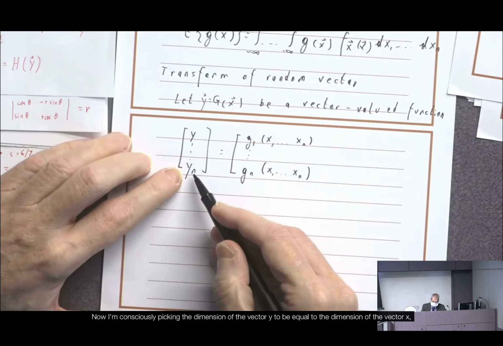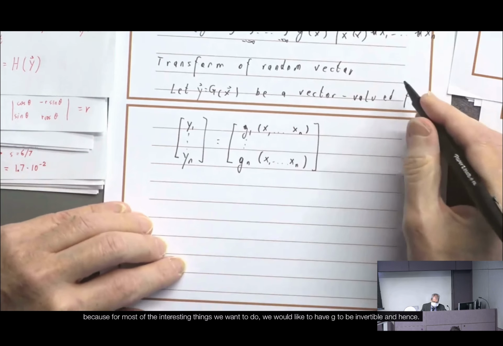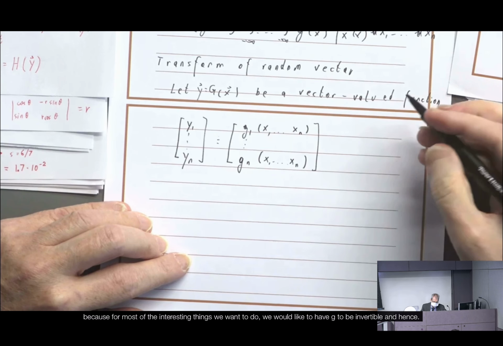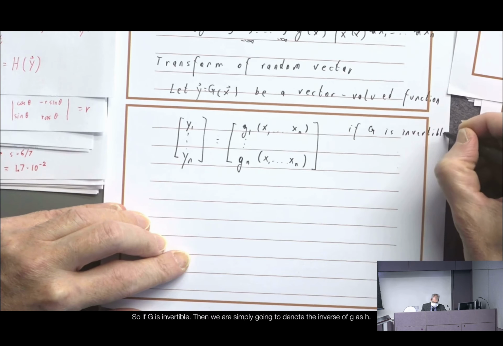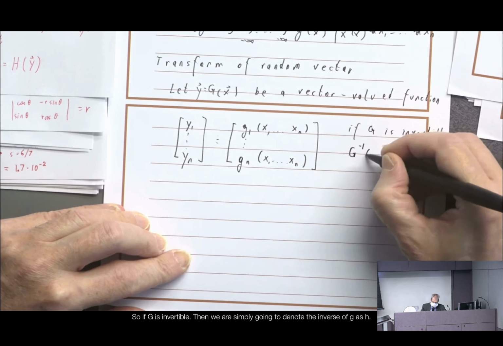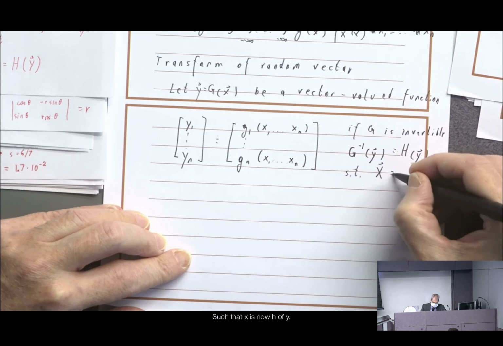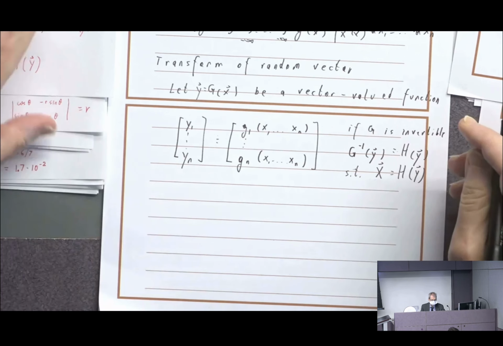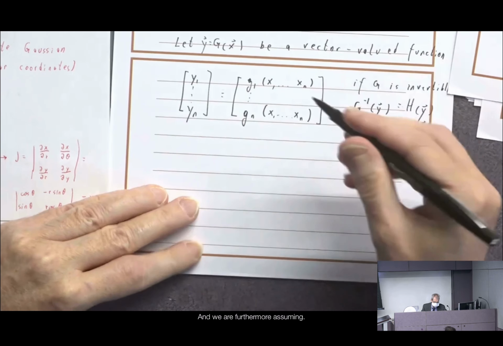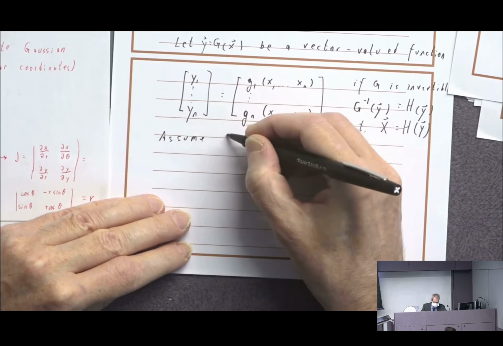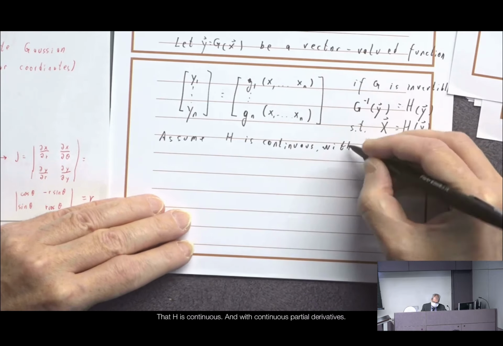Now, I'm consciously picking the dimension of the vector y to be equal to the dimension of the vector x, because for most of the interesting things we want to do, we would like to have g to be invertible. And so if g is invertible, then we are simply going to denote the inverse of g as h, such that x is now h of y. And we are furthermore assuming that h is continuous and with continuous partial derivatives.